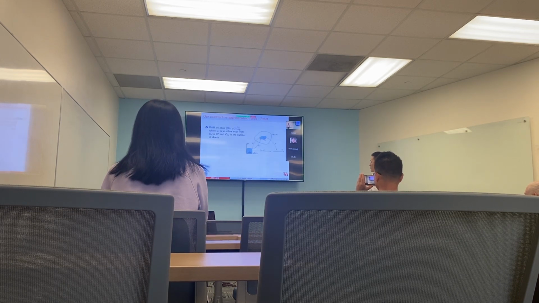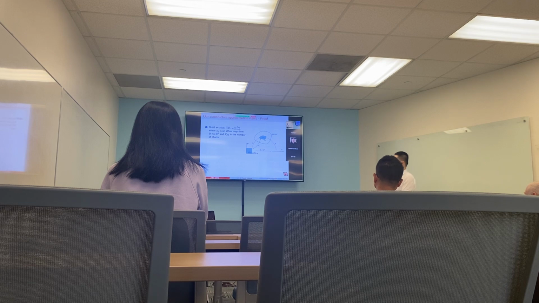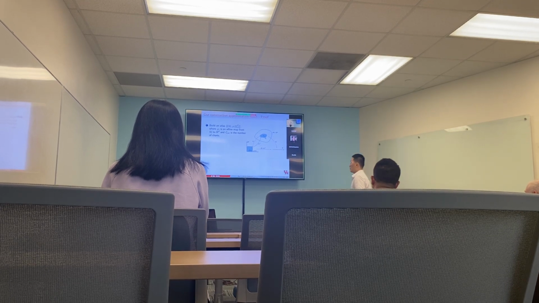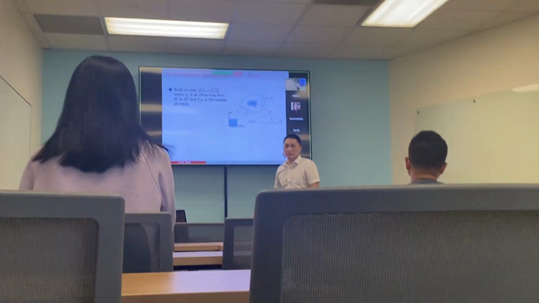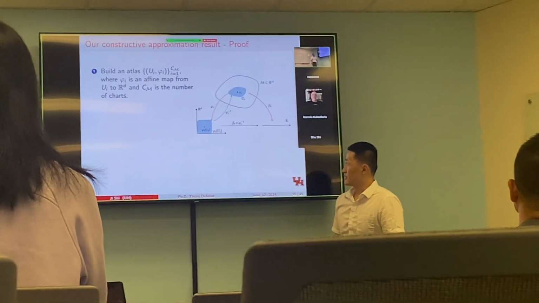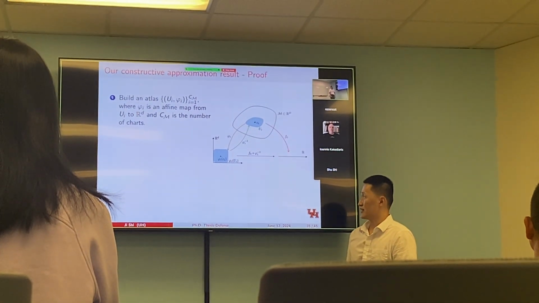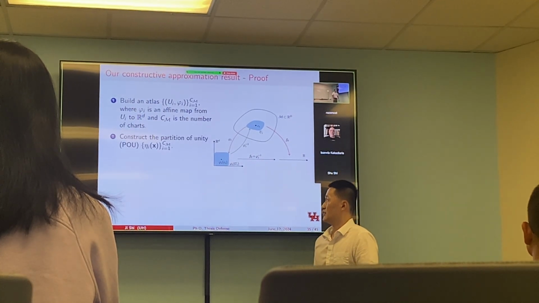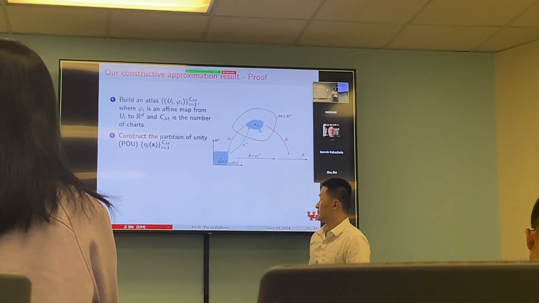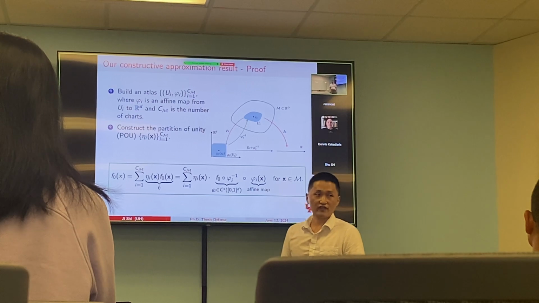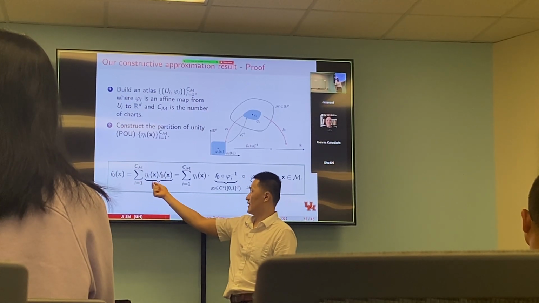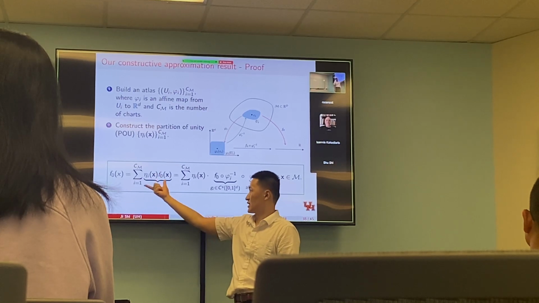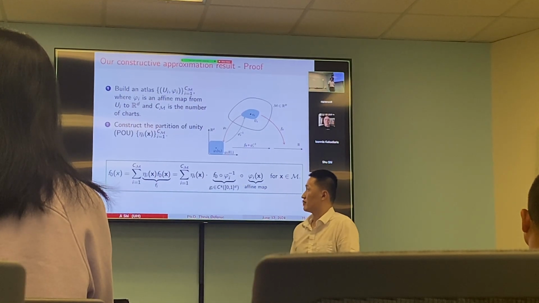Okay, let's quickly review the main idea of our constructive approximation result. First, we build an atlas U_i, phi_i from 1 to C_m, where phi_i is an affine map and C_m is the number of charts. We construct the partition of unity, rho_i of x, such that the target function f naught of x can be written as this summation, just using the partition of unity.